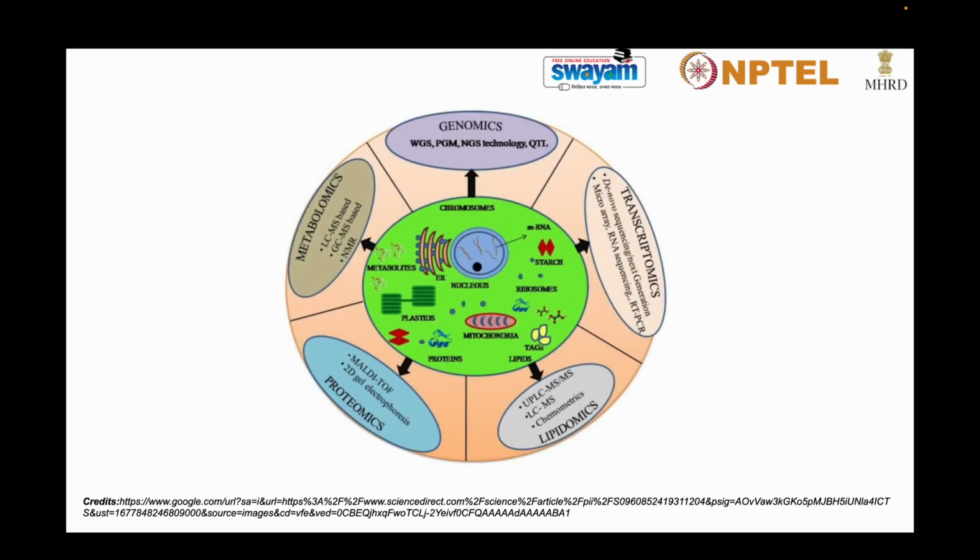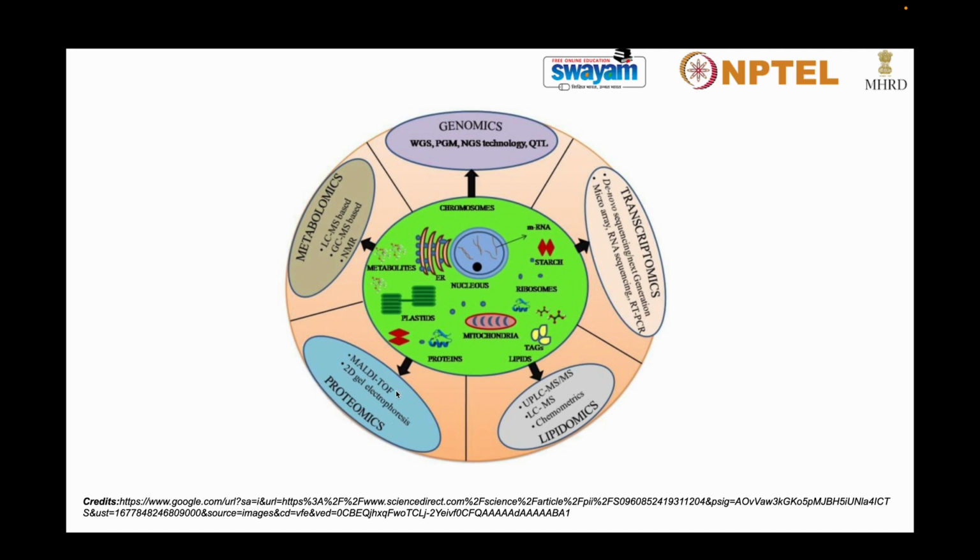Now let's look at the approaches or techniques that are used to study them. For genomics, we perform whole genome sequencing, PGM, NGS technology, and quantitative trait loci. Then in transcriptomics, the techniques used are de novo sequencing or next generation sequencing, microarrays, RNA sequencing, RT-PCR. So these methods are used to study transcriptomics. It involves mRNAs. Then comes lipidomics, which involves the study of lipids. For this we use UPLC, MSMS. MS is nothing but mass spectrometry. Then LCMS, liquid chromatography mass spectrometry, and chemometrics.